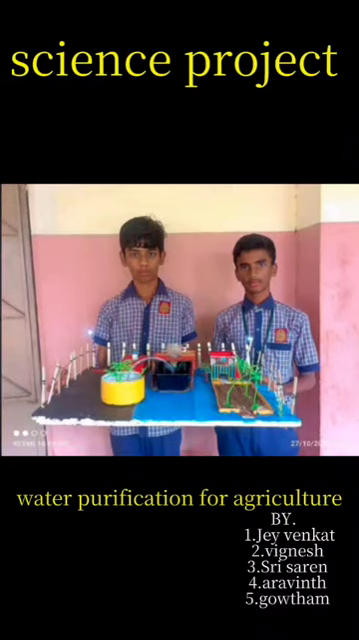Method used for agriculture: the sedimentation method. The sedimentation method in water purification for agriculture involves allowing suspended solid particles in water, such as soil, organic debris and other impurities, to settle down at the bottom of a container or tank by gravity. This process reduces the turbidity and particle load in the water, making it cleaner for agricultural use.